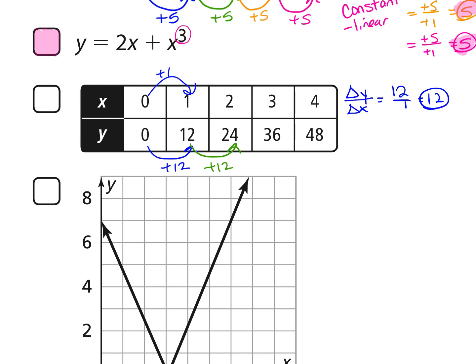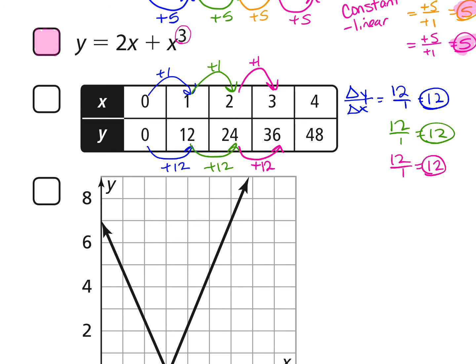Y goes up 12 when x goes up 1. So 12 over 1 is 12. 24 plus 12 equals 36, so we add 12 for the y when we add 1 for the x. So 12 divided by 1 is 12.